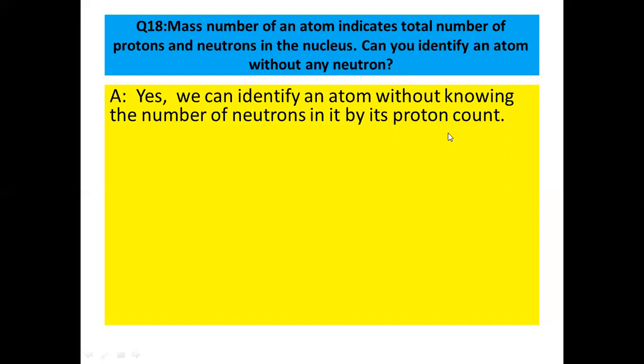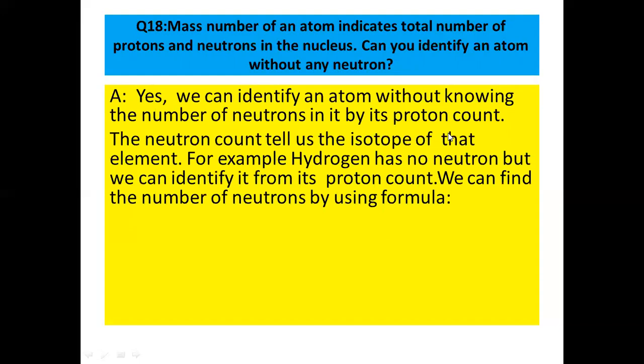How? By its proton count, because all the elements which are present in the periodic table are placed on the basis of their atomic numbers, not on the basis of their mass number. The neutron count tells us the isotope of that element. Neutrons are important for isotopes only, not for the identification of an element. An example is hydrogen: it has no neutron, but we can identify it from its proton count. Proton count means atomic number is 1, so it is hydrogen, because in the periodic table the element with atomic number 1 is placed and that is hydrogen.